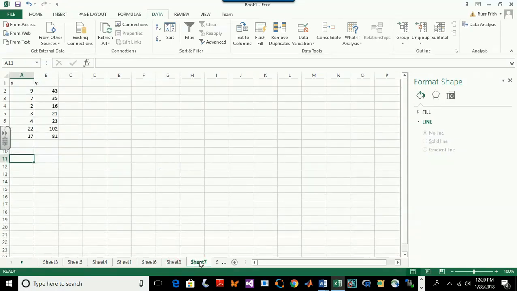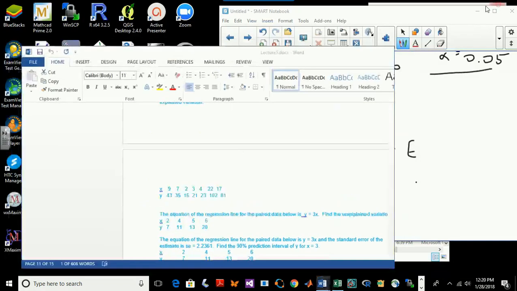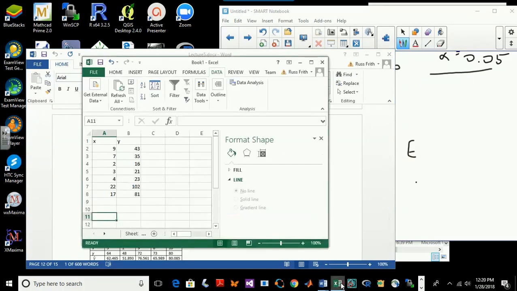Okay, all right. So another example from the Word document. The equation of the regression line of the paired data below is y equals x3. Find the explained variation. So we want to find the unexplained variation here. Okay, so let's plug in our xy data. So our x data are 2, 4, 5, 6, and 7. Y data are 7, 11, 13, and 20.